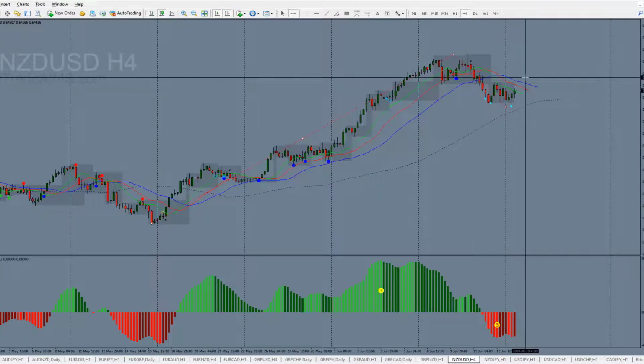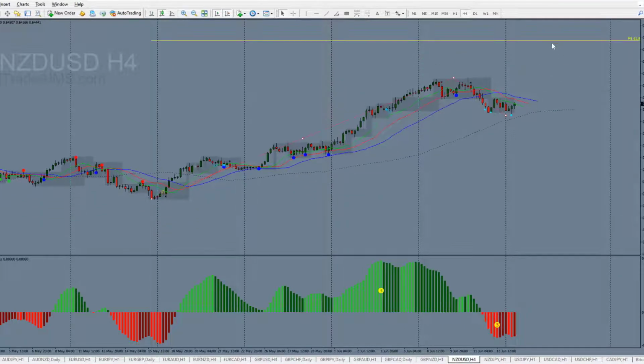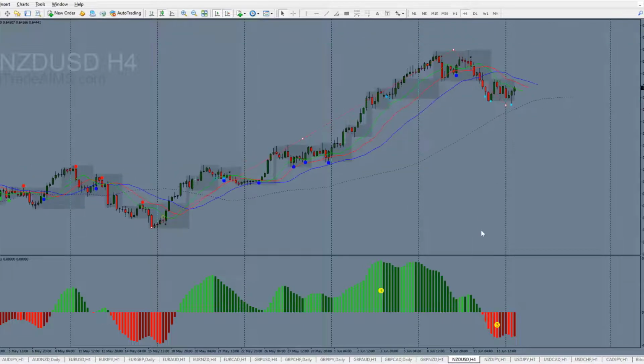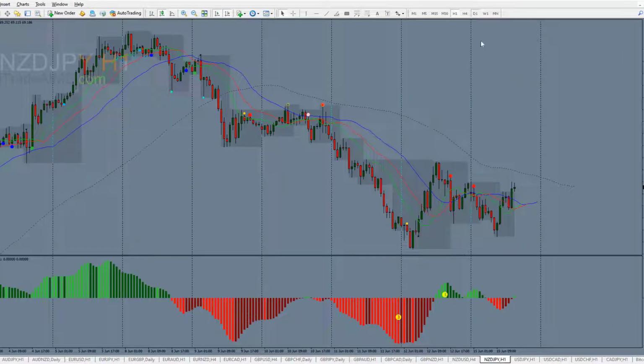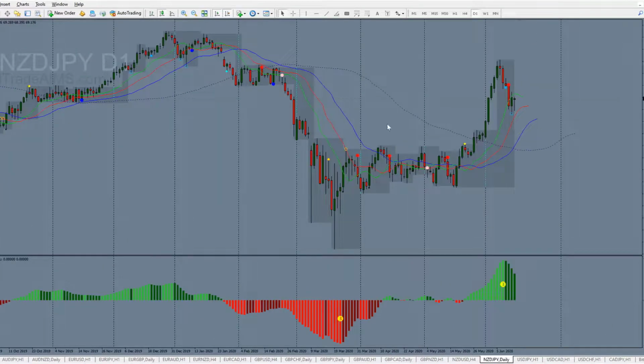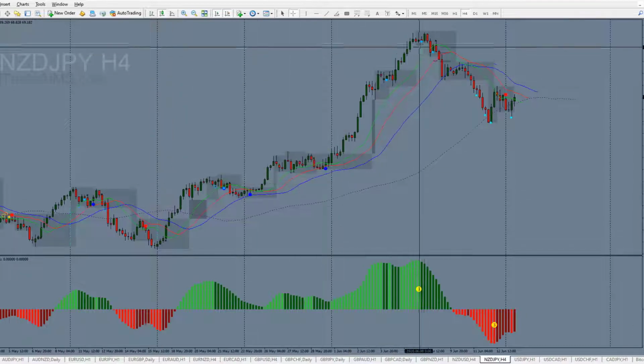And you could take a trade up here all the way till there. What else do we have? New Zealand dollar yen, same situation like the Kiwi earlier. So you have a cherry long signal available to trade, which is going to be setup 1 on the 4-hour chart. Here we go. So plenty of signals.